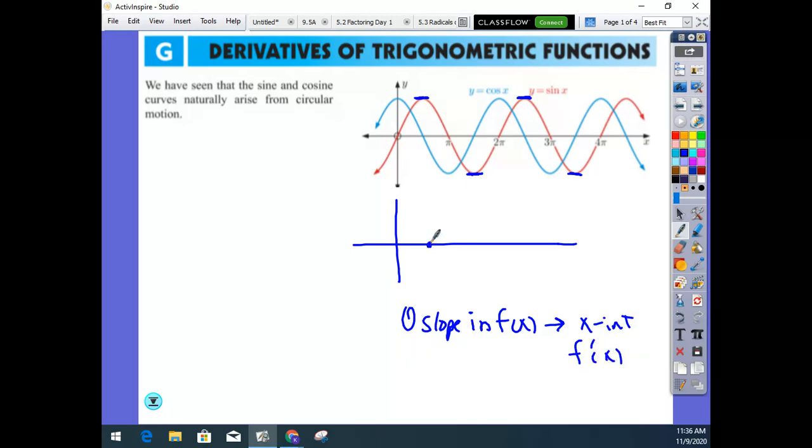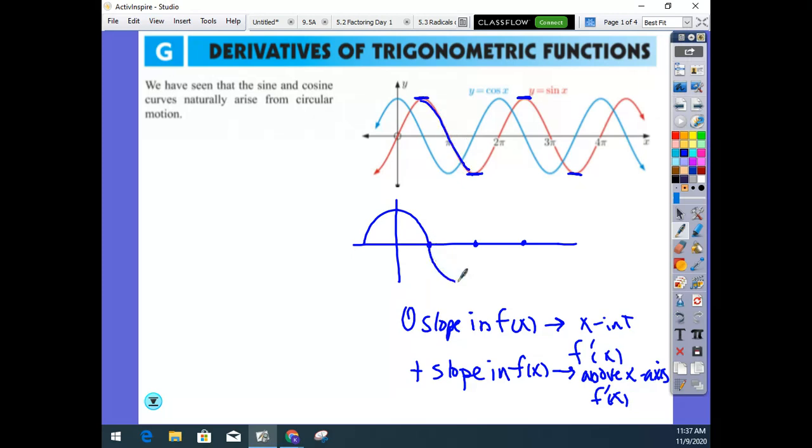So here goes here. Now, positive slope in f of x translates to above the x-axis in f prime. Positive slope means above the x-axis. So I'm going to start back here. This is all above. Negative slope is all below. Positive slope, all above. What does this curve look like?